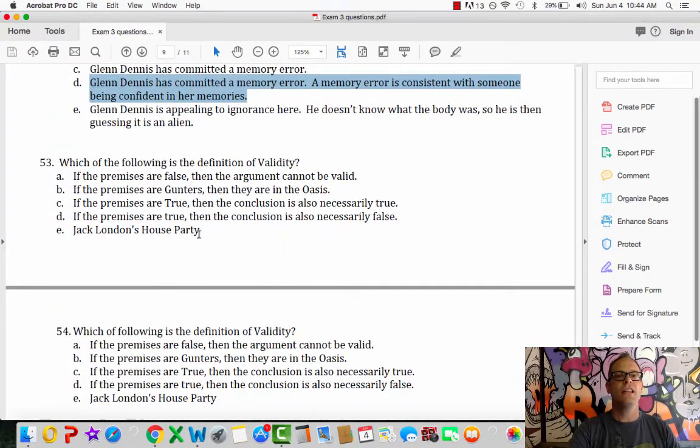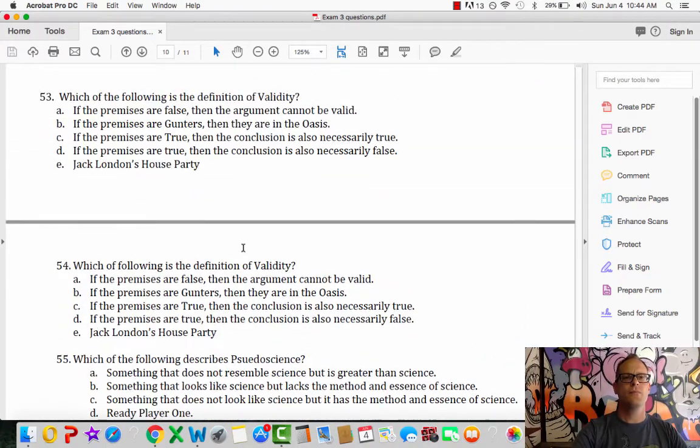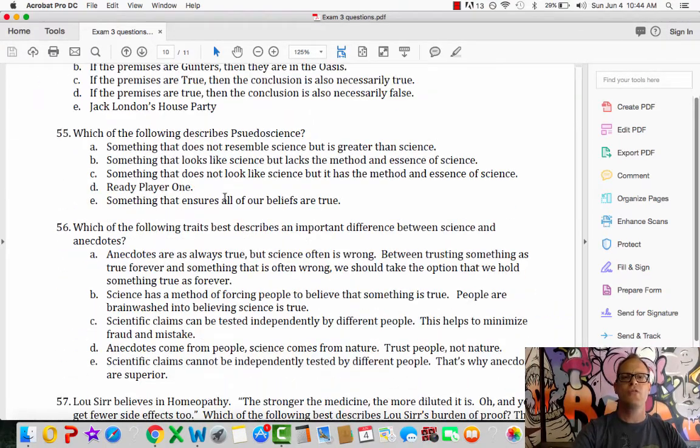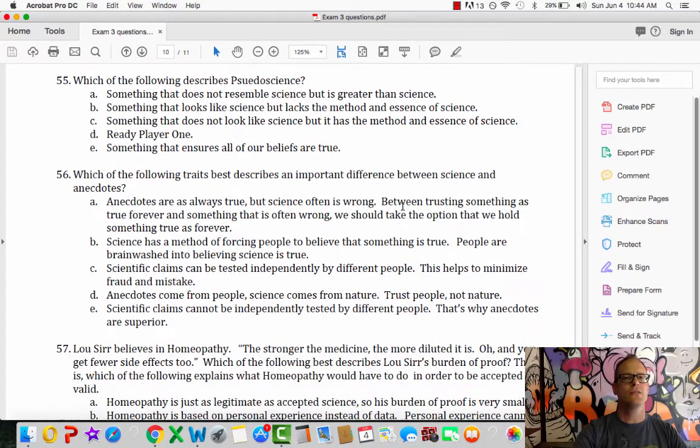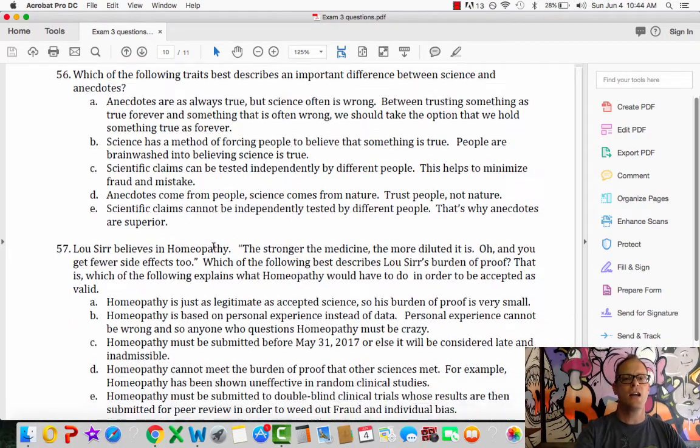All right, validity. Remember, this was from the argument section. A valid argument, right, is an argument where if the premises are true, they guarantee that the conclusion will also be true. All right. Little repeat there. Which of the following describes pseudoscience? Remember, pseudoscience is a sham. It looks like regular science, but it's not. Okay, a difference between science and anecdotes. I'm going to leave that there for you guys.